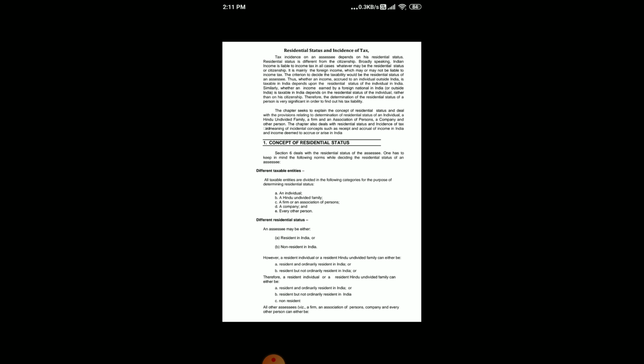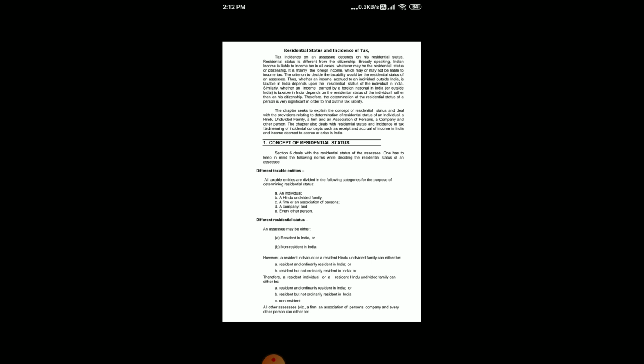If he is an Indian resident, the tax liability is different. If he is not ordinarily resident, the tax liability is different. If he is a non-resident, the tax liability is different. The concept of residential status is laid out in section 6, which deals with the residential status of the assessee. One has to keep in mind the following norms while deciding the residential status of the assessee.